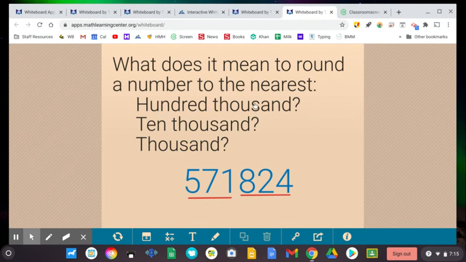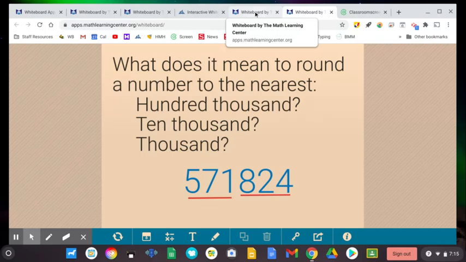Okay, so our 100,000, that's the 5. The 10,000, that's represented by the 7. The 1,000 represented by the 1. Okay, I told you also that we are going to do some rounding.